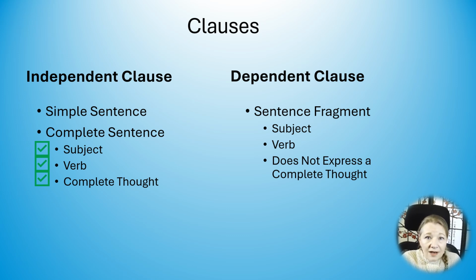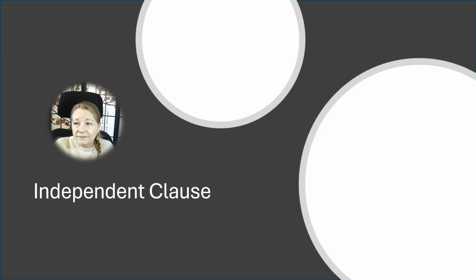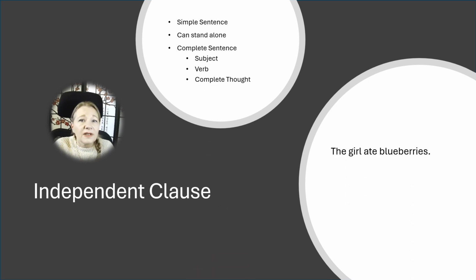The dependent clause, as you just heard, is one type of sentence fragment. It has a subject and it has a verb, but it does not express a complete thought. So the dependent clause cannot stand alone as a sentence. So let's dig into the independent clause, and I'll give you some examples here just to ensure deep understanding. Again, the independent clause is a simple sentence. It can stand alone. It's a complete sentence. So let's look at an example.